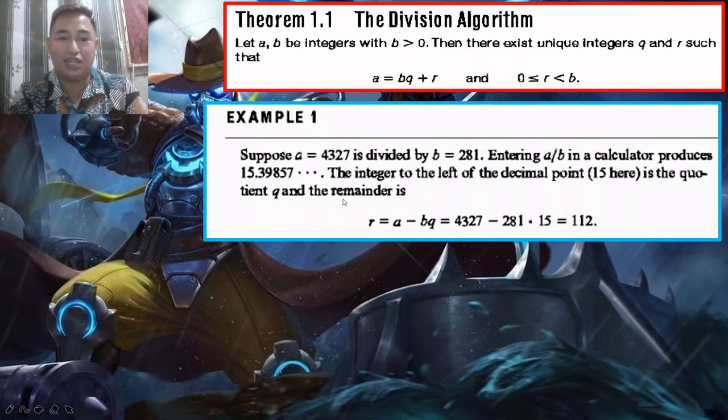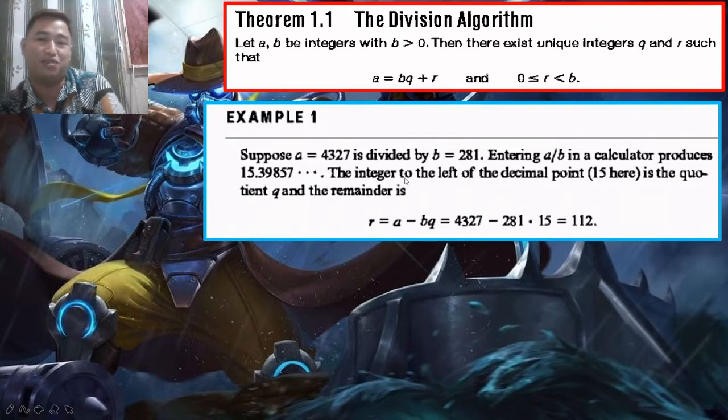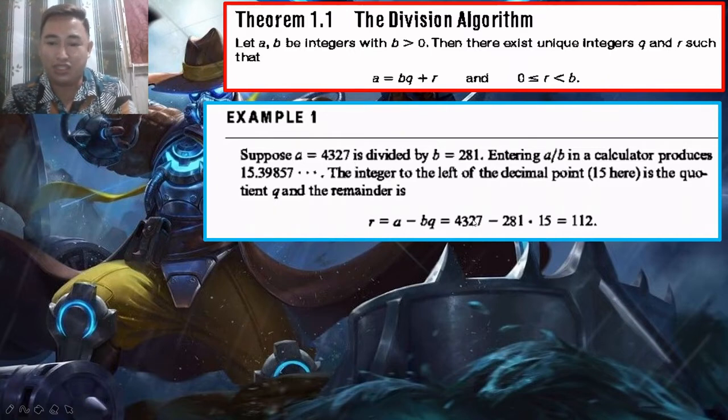So ang atong quotient class nga Q kay si 15. So R is equal to A minus BQ. So ang remainder, pag-solve sa remainder, R is equal to A minus BQ nga formula dira. Okay. So remainder is equal to A minus BQ. Ang A kay 4,327, substitute lang, then minus B which is 281 times Q which is 15, so times 15.